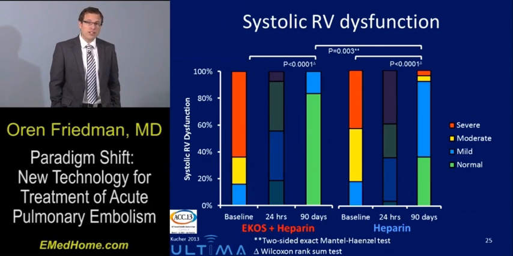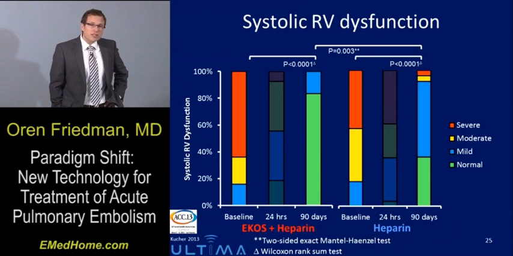Furthermore, there's nothing good about your right ventricle being under stress for 90 days. I would argue that once your right ventricle is under stress, and once your pulmonary vascular system is subjected to that clot, you run the risk of this becoming a permanent situation. Permanent pulmonary hypertension, permanent exercise intolerance.